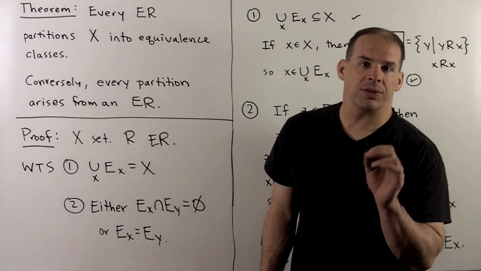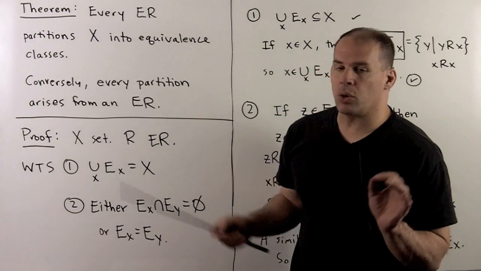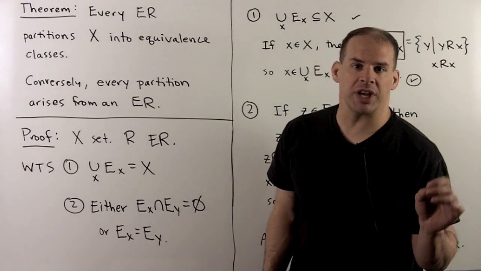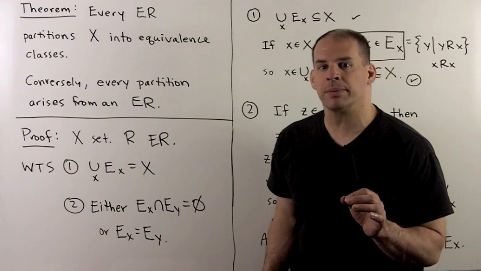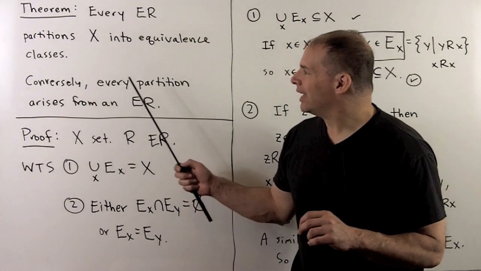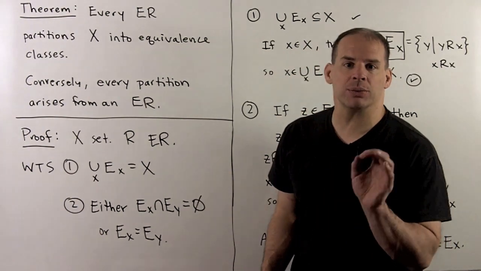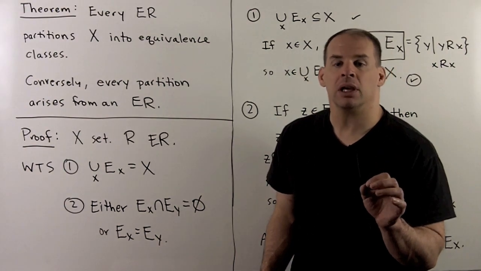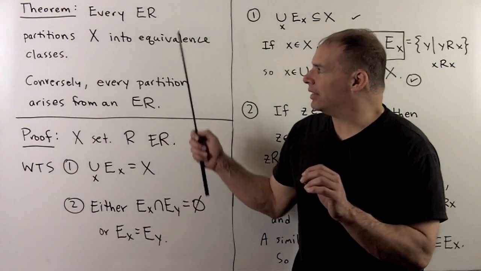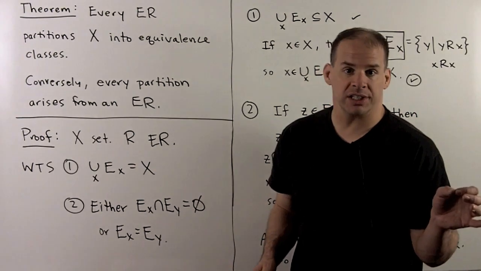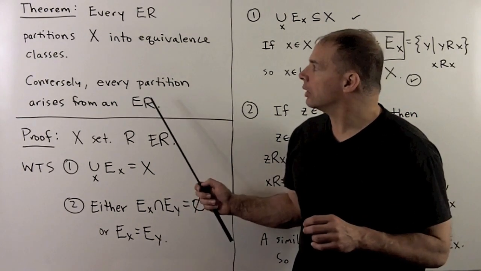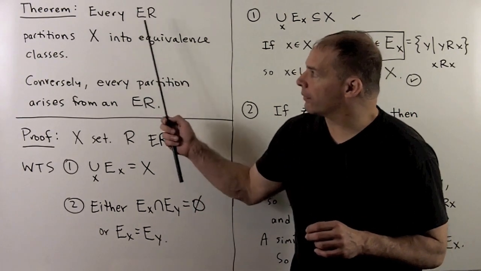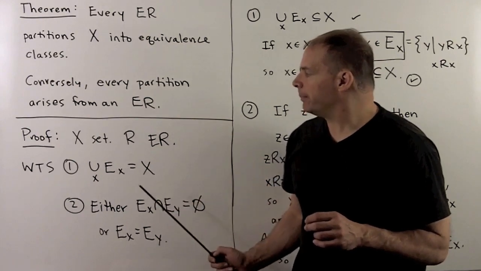Now, that's a theorem. Every equivalence relation partitions our set X into equivalence classes. Conversely, every partition arises from some equivalence relation. So that means these two ideas are equivalent. For the proof, for our first statement, I'll let X be a set.